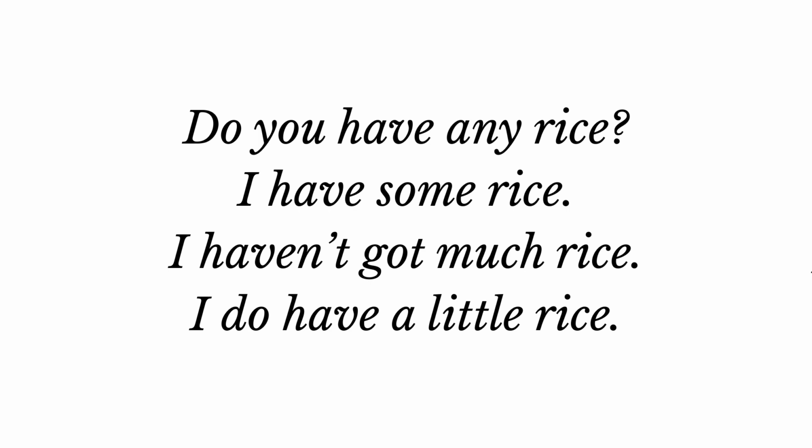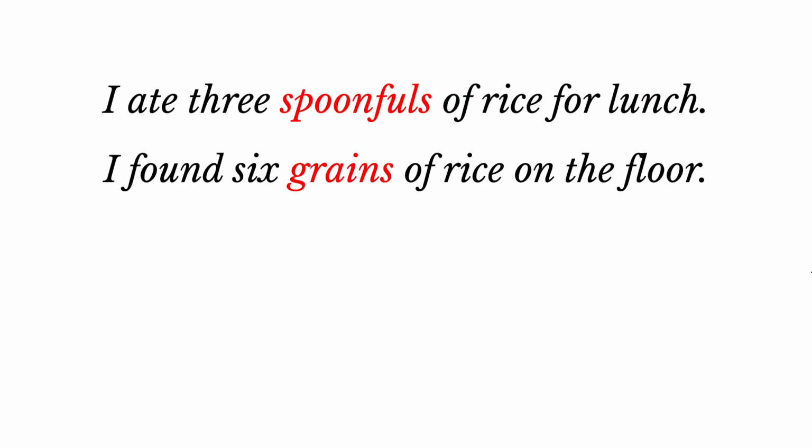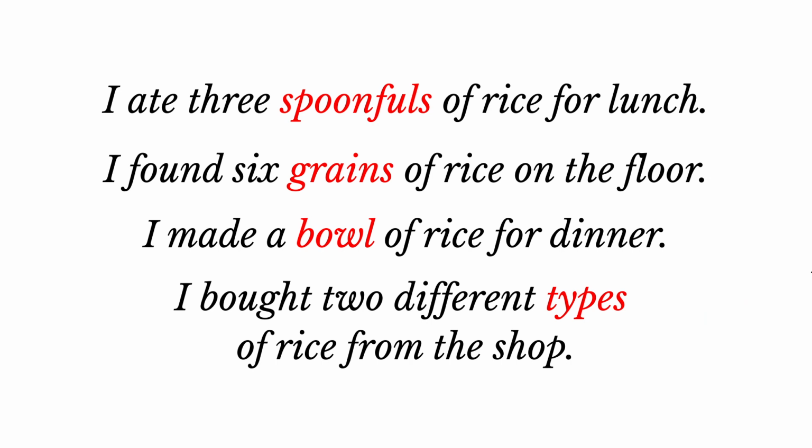Another way we can get around the problem of not being able to count these types of nouns or thing words is to refer to an aspect of them that is countable. For instance, we can say, I ate 3 spoonfuls of rice for lunch. I found 6 grains of rice on the floor. I made a bowl of rice for dinner. I bought 2 different types of rice from the shop.